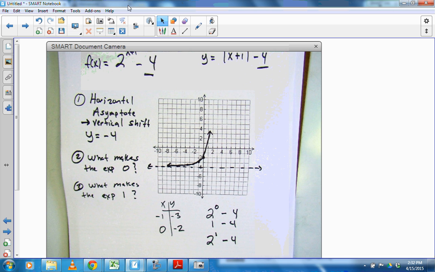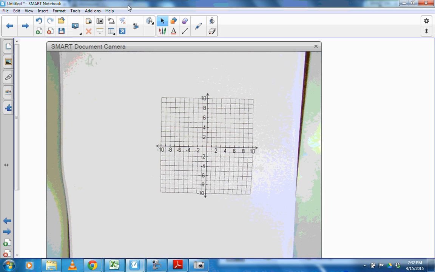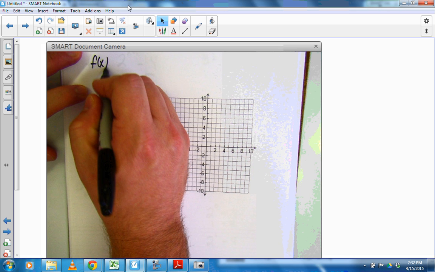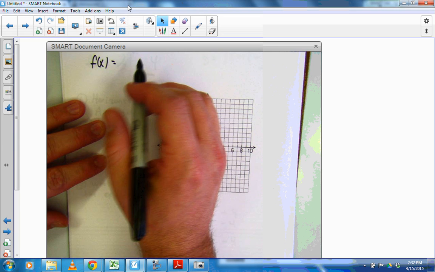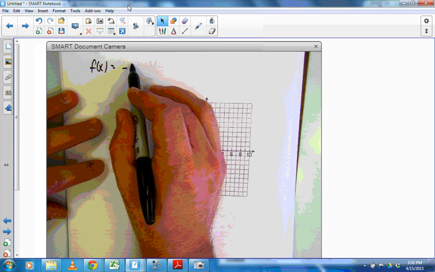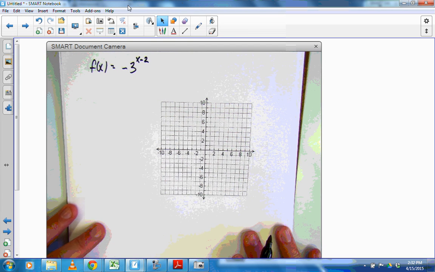Now, let me do one more example. Okay, and I'm going to let you guys graph some. All right. Let's do this one. Let's do f of x equals, now this time I'm going to do a negative one, a negative coefficient. Let's do -3 to the x minus 2 power.